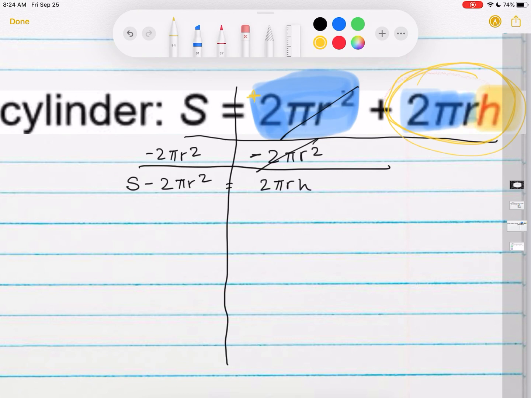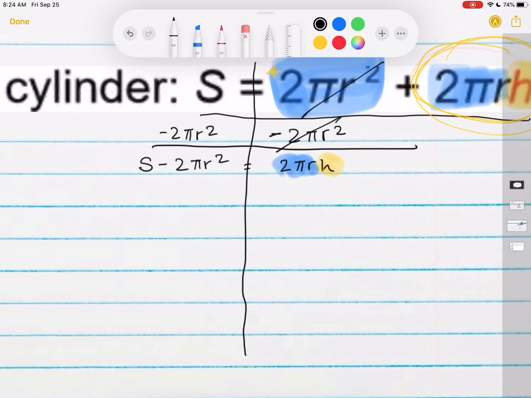Okay, now let's keep going. Remember, H is what we're solving for. Our best friend 2 pi r is right here. Let's get rid of 2 pi r. Well, how do we get rid of 2 pi r? Just think of it as 2 pi r times h. So how do we get rid of 2 pi r times? We're going to divide by 2 pi r. That whole entity, we're going to divide it by 2 pi r.